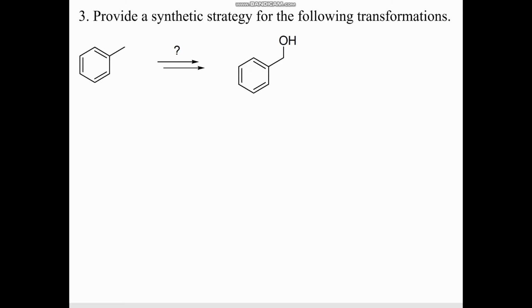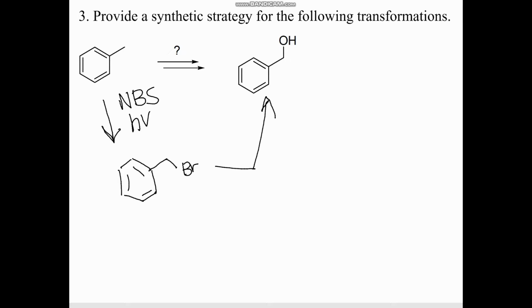Next, we have synthesis problems, where we have to find ways to make the beginning reagent into the end product. So from here, we can add a Br to the end of the methyl group using NBS and heat. And from there, we can make the product in another step from the Br using NaOH, which will make it into our product here as a primary alcohol.